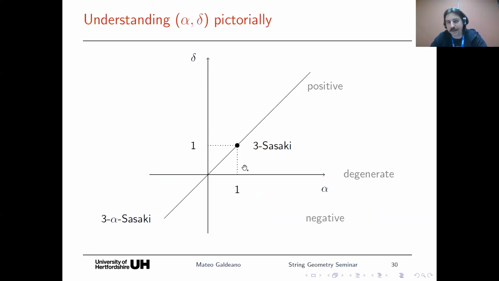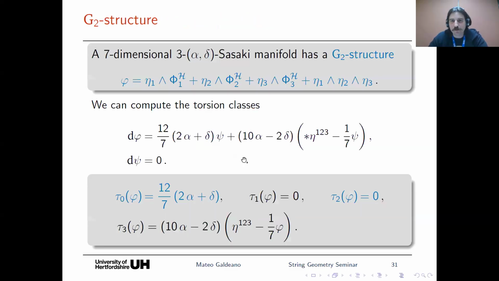But we have kind of expanded our space. We have this degenerate case. So our hope looking at these spaces would be that we would be able to cover more cases and do a more systematic study of what happens. And one of the reasons why we focus on these 3 alpha delta Sasaki spaces is that they all come with a G2 structure naturally equipped. And once we have this G2 structure, we can immediately compute the torsion classes, and we can see what's up with these spaces. So this is just a computation that you can do.